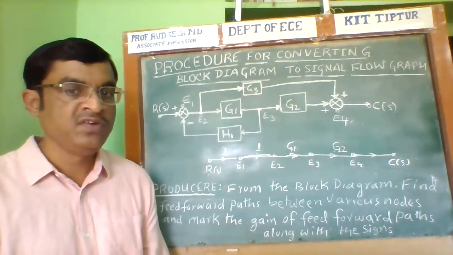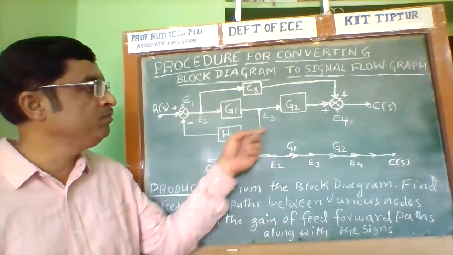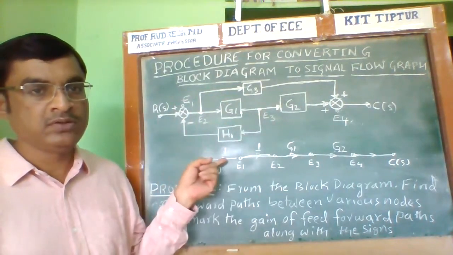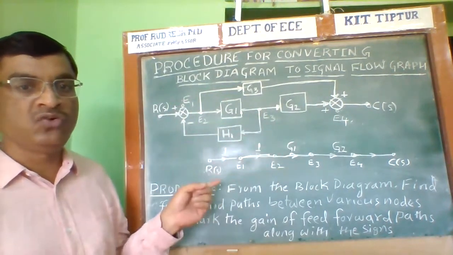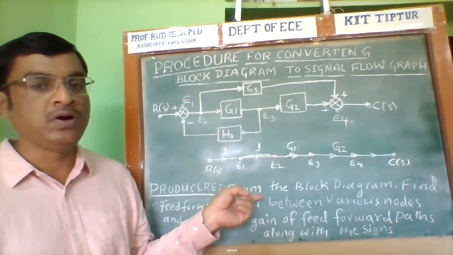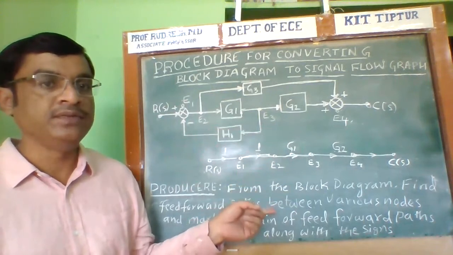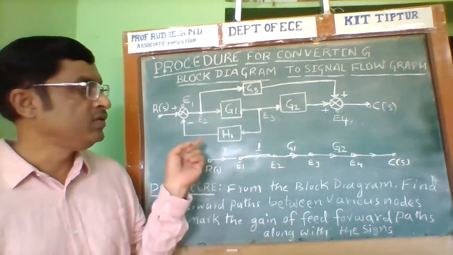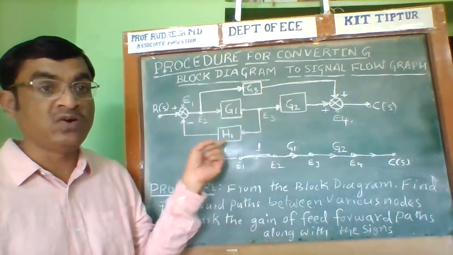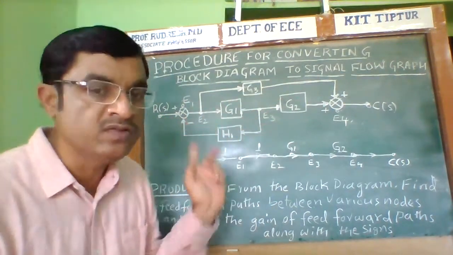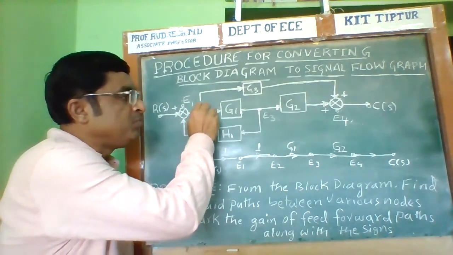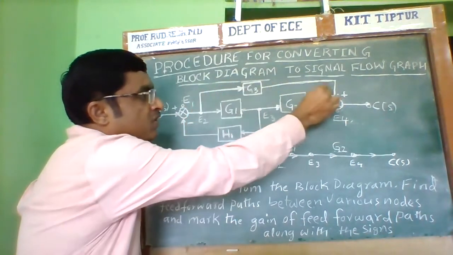In the next step, from the block diagram, find the feed forward path between various nodes and mark the gain of the feed forward path along with the sign. That is the second step. So from the block diagram, identify the feed forward path. Feed forward path means it starts from input to output. This is the feed forward path.